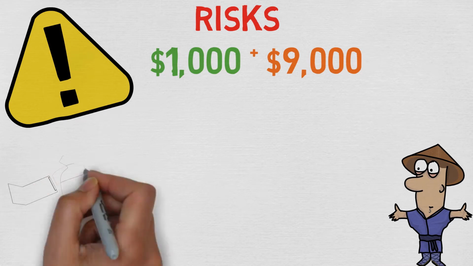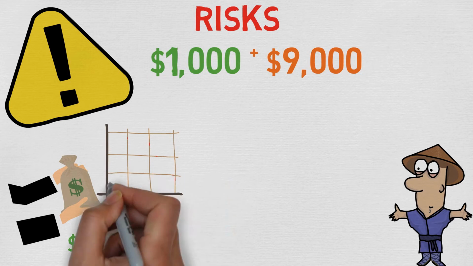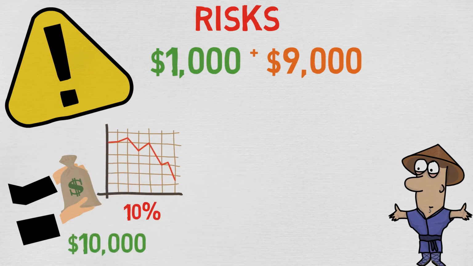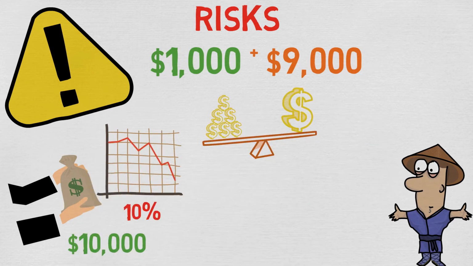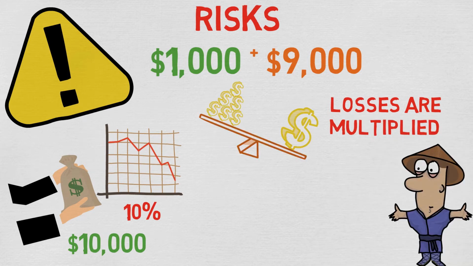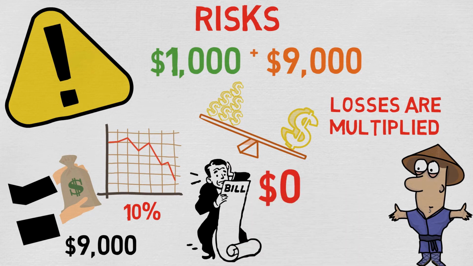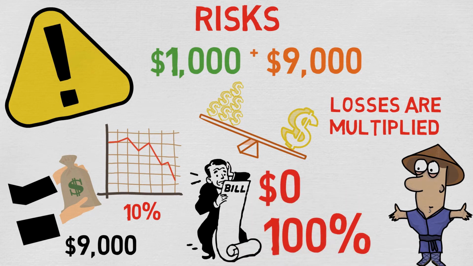Now you invest $10,000 to a stock that crashes 10% couple weeks later. Without leverage, you would only lose 10% of your money, but now, because of leverage, your losses are multiplied. When the price crashes 10%, it means that you will get $9,000 back if you sell those shares. And because you owe $9,000, you are left with $0, meaning that you lost 100% of your money. The more leverage you use, the higher the risks are.